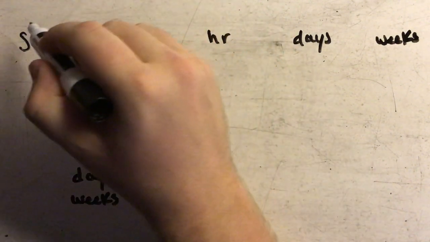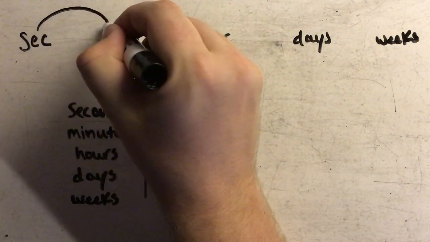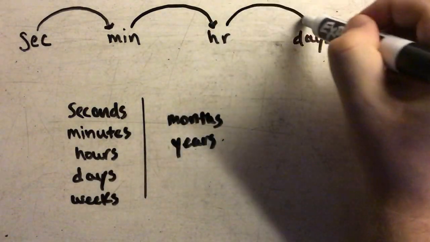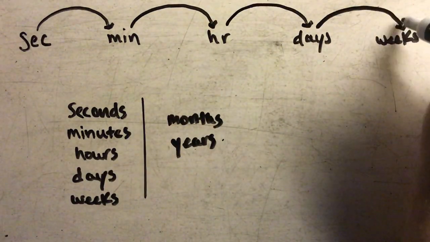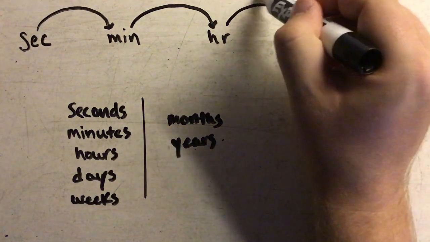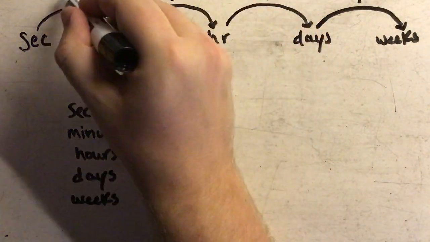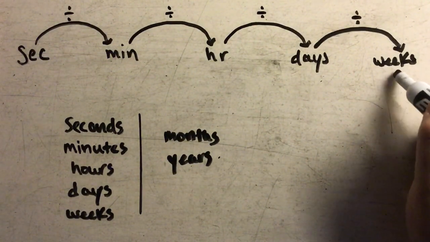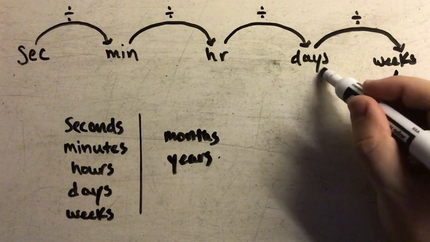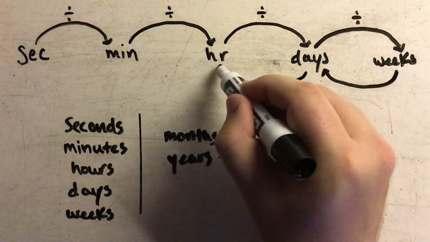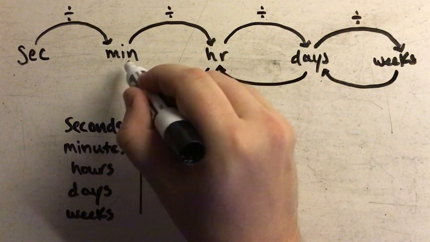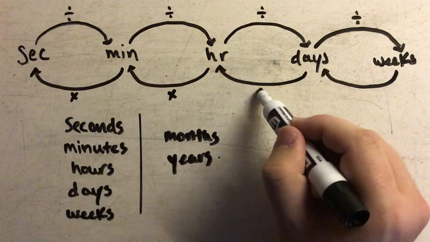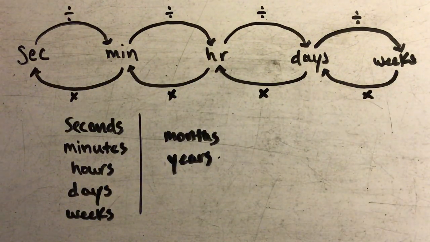And if you remember, if we're going from a smaller unit to a larger unit, like seconds to minutes or minutes to hours, I'm going to be dividing my numbers because my numbers are going to be actually getting smaller. And if I'm going from a larger unit, like weeks, to a smaller unit, like days, my numbers are actually going to be getting larger. So I'm going to be multiplying when I'm moving backwards.